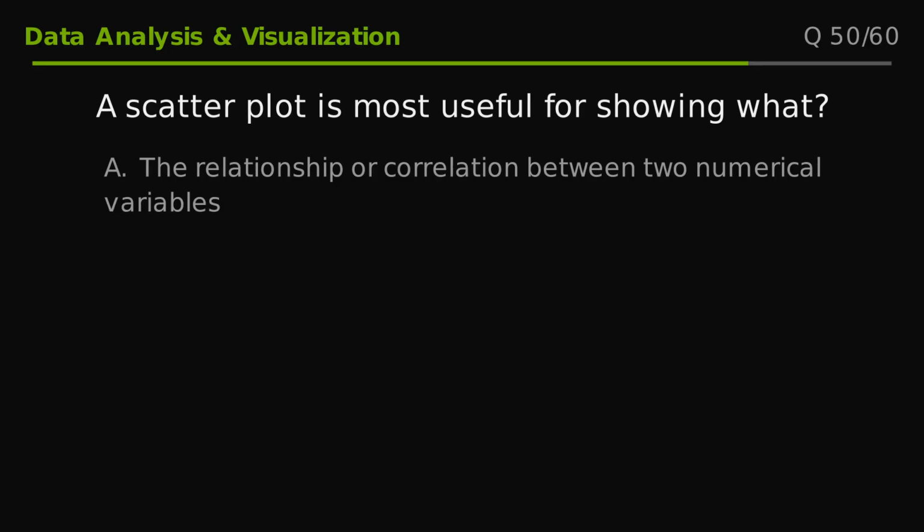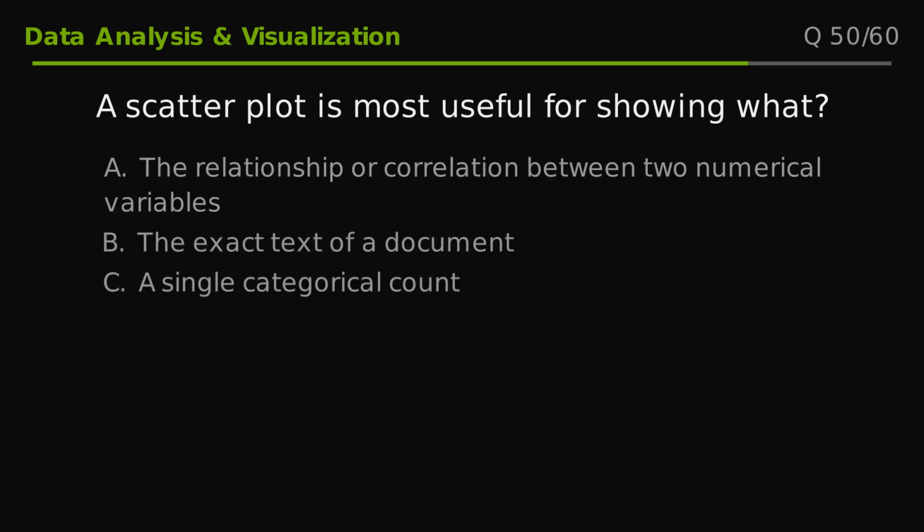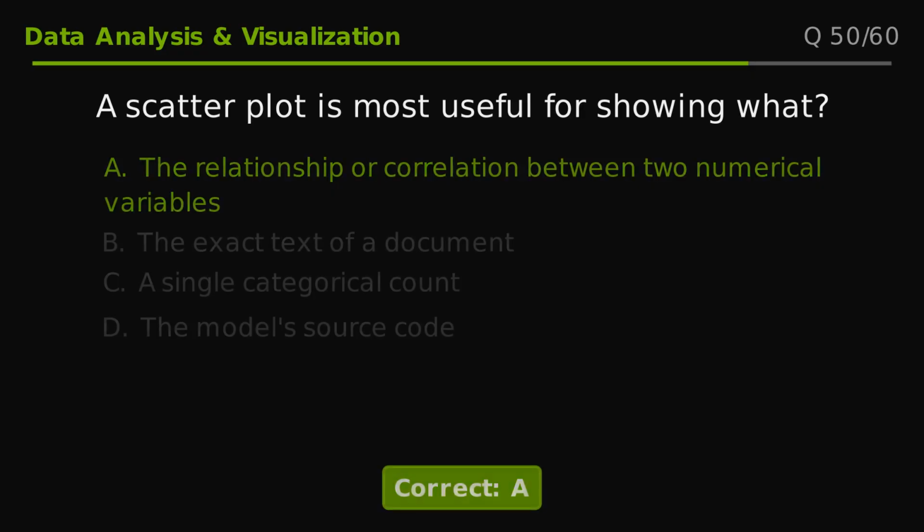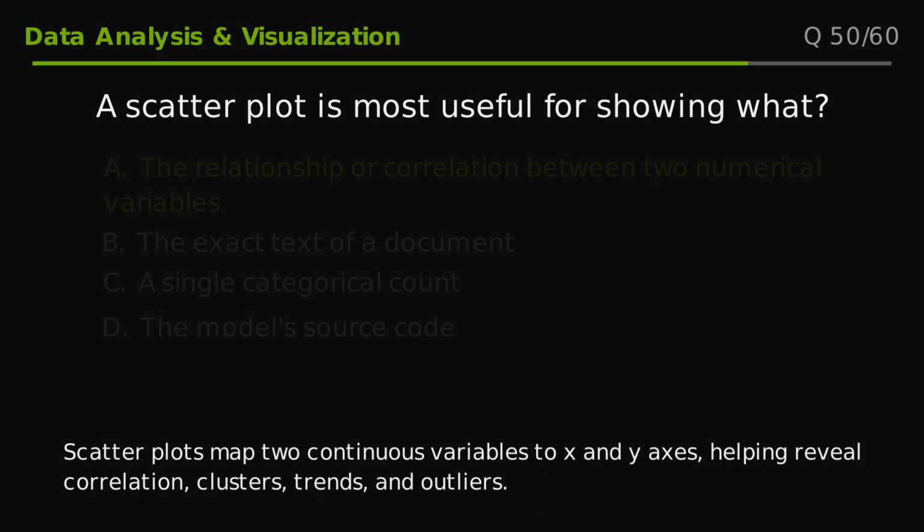Option A. The relationship or correlation between two numerical variables. Option B. The exact text of a document. Option C. A single categorical count. Option D. The model source code. The correct answer is A. Scatter plots map two continuous variables to X and Y axes, helping reveal correlation, clusters, trends, and outliers.